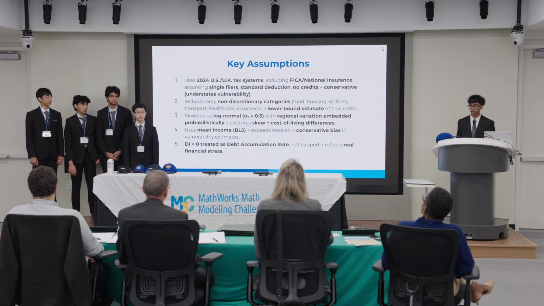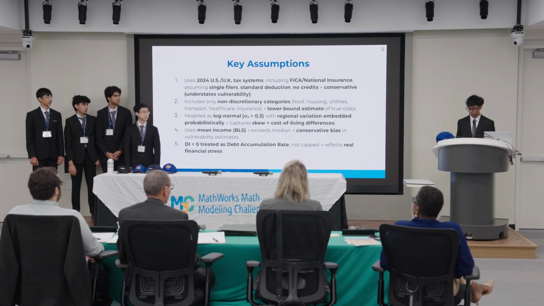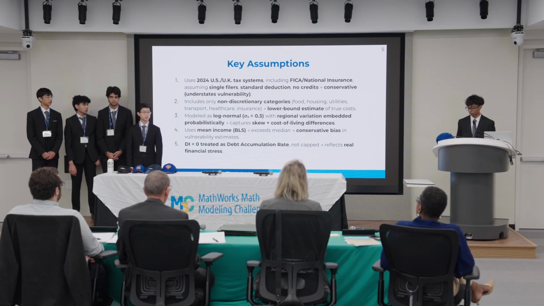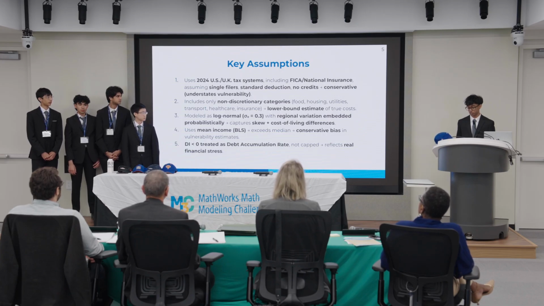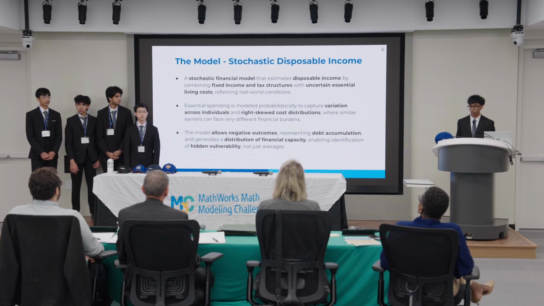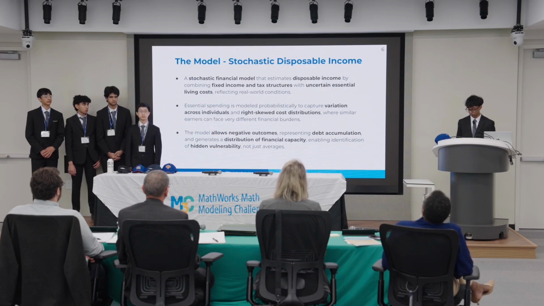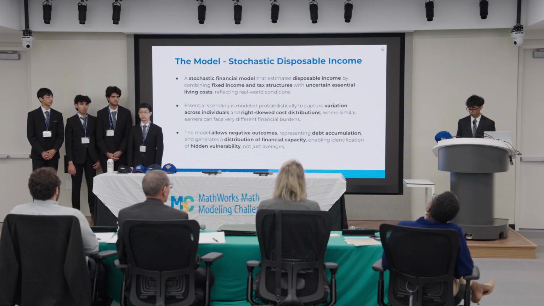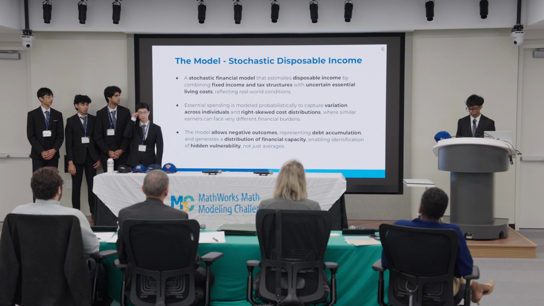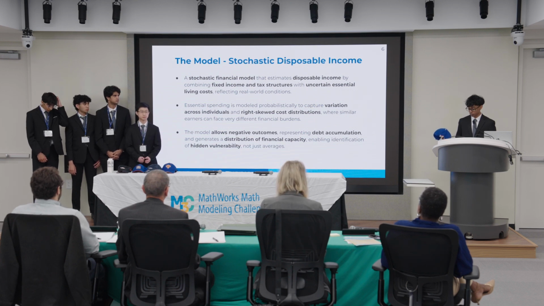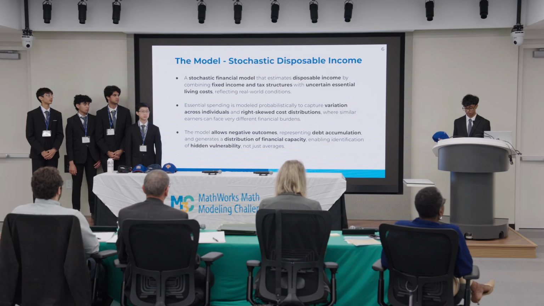We also use mean income from BLS survey data, which exceeds the median in right-skewed distributions, making our vulnerability estimates conservative. Negative disposable income is tracked as a debt accumulation rate, not represented as a zero floor. This model combines deterministic components like salary and tax obligation with stochastic components like your essential living costs, resulting in a full distribution of financial capacity for each demographic group, which lets us identify vulnerabilities that averages would miss.